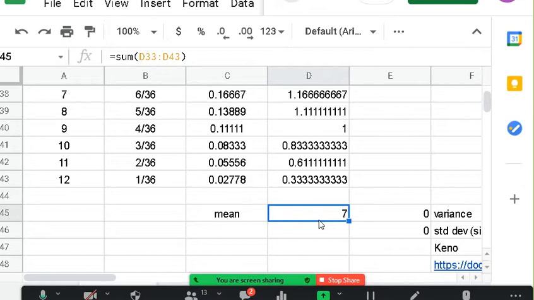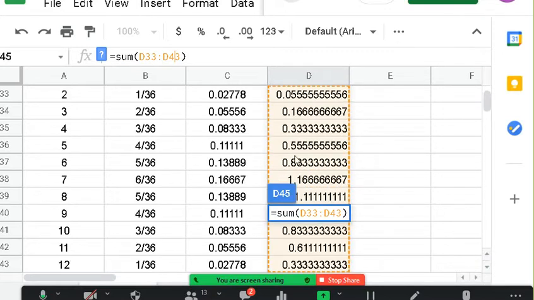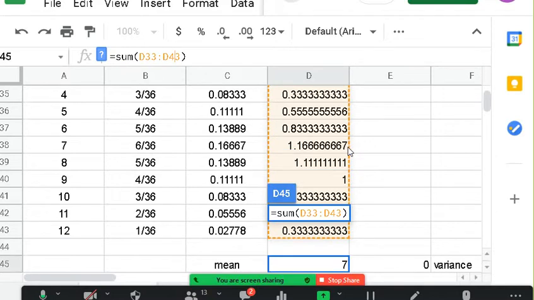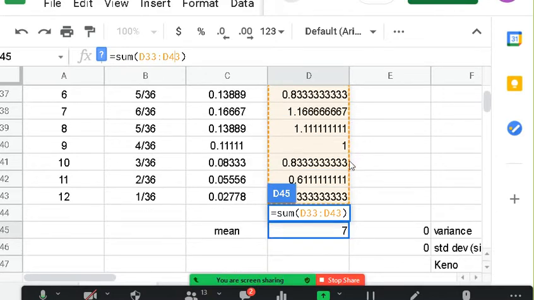And then down here, you want the sum of these values. So if I click this, it's kind of nice. It'll highlight. That's all the values I'm summing up. So what does that tell me? It tells me, on average, when you roll a pair of dice, your average roll is going to be a 7.